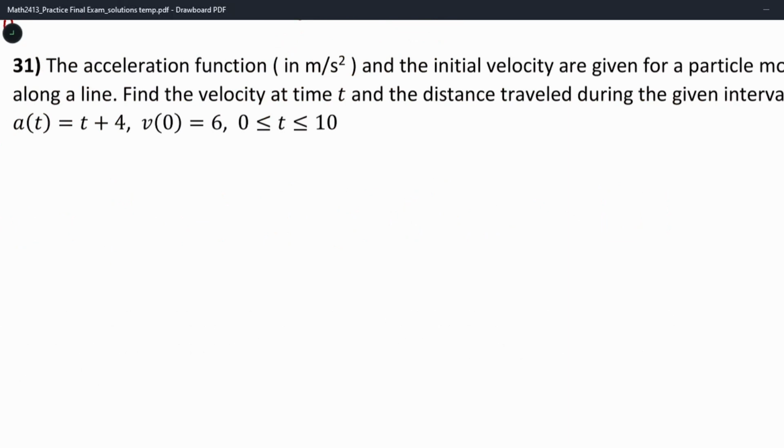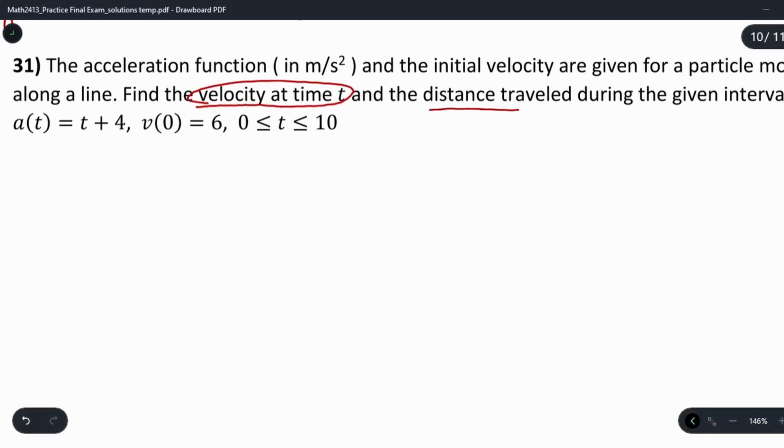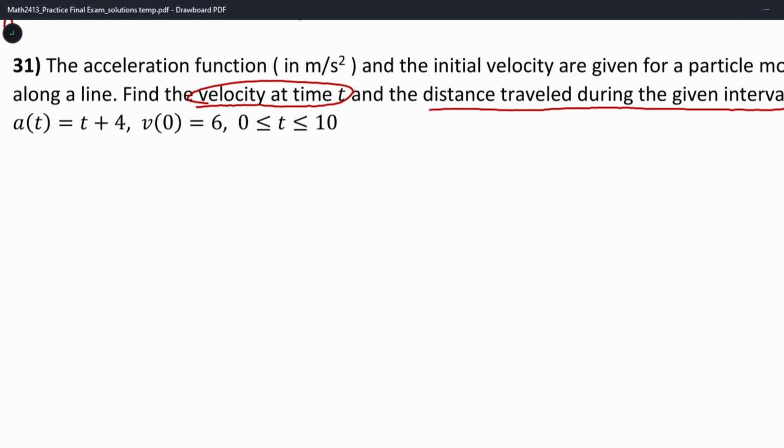Next, 31. The acceleration of a function and the initial velocity are given for a particle moving along a line. Find the velocity at time t and the distance traveled during the given interval. So if I have the acceleration equation, we know that the antiderivative will give us the velocity.